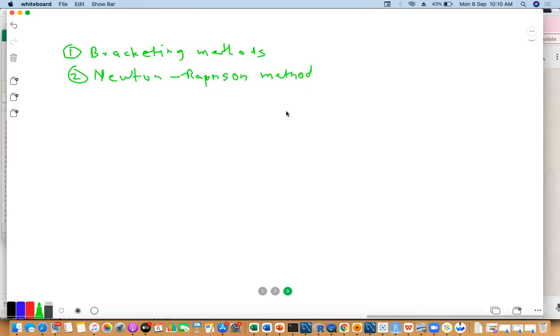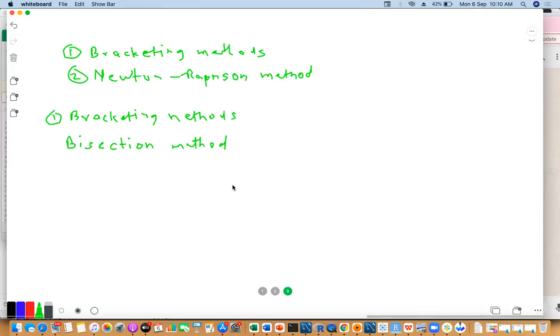Now we will see what the bracketing methods are. In that, we have the first method as the bisection method.